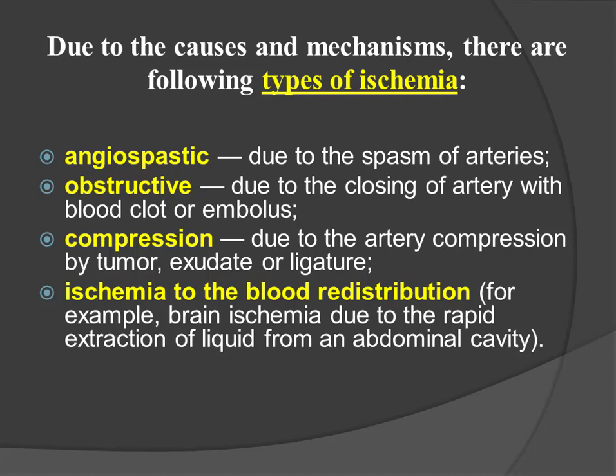Compressive ischemia is a result of compression of the arteria from the outside by ligature, inflammatory exudate, tumor, and others. And ischemia due to the redistribution of the blood occurs due to the rapid redistribution of the blood. For example, cerebral ischemia can be formed after rapid removal of ascites fluid from the abdominal cavity.